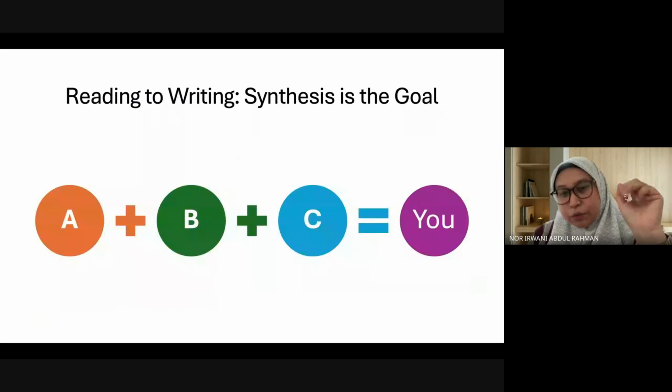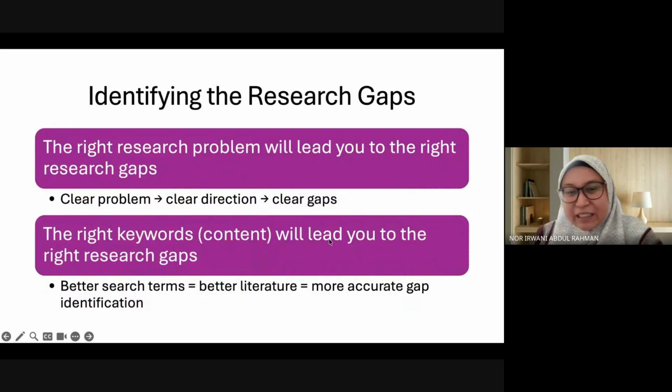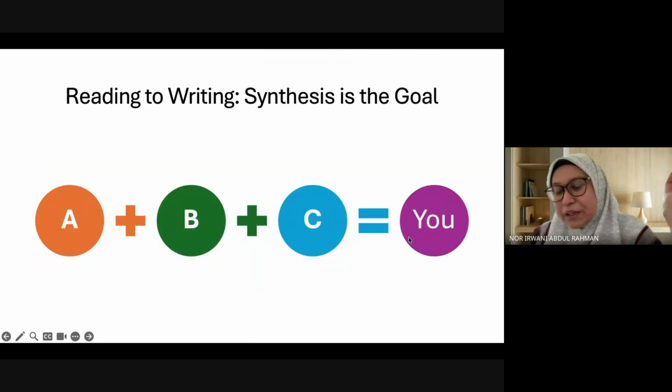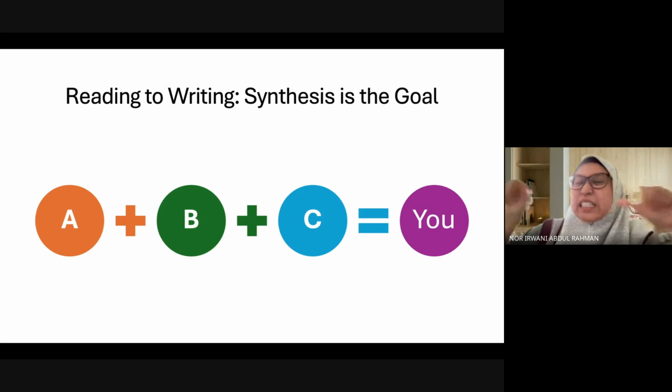Literature review, reading to writing. The thing that you search right now is the A, B, C, and even D. I said this is you right now. When you read a journal, this means you are preparing yourself to understand what are my key terms here, key terms content, in the body of knowledge research.